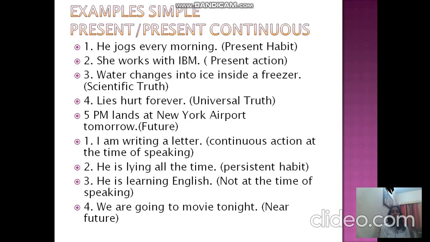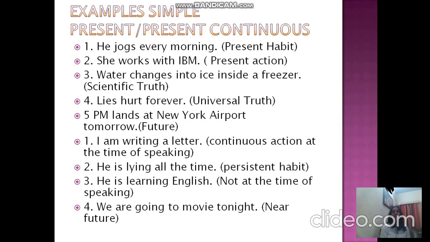She works with IBM. Here we are showing the present action. She works there currently. Water changes into ice inside a freezer. Everybody knows this. So this is a scientific truth. So therefore we are using simple present. Water changes. Lies hurt forever. Okay, general truth.